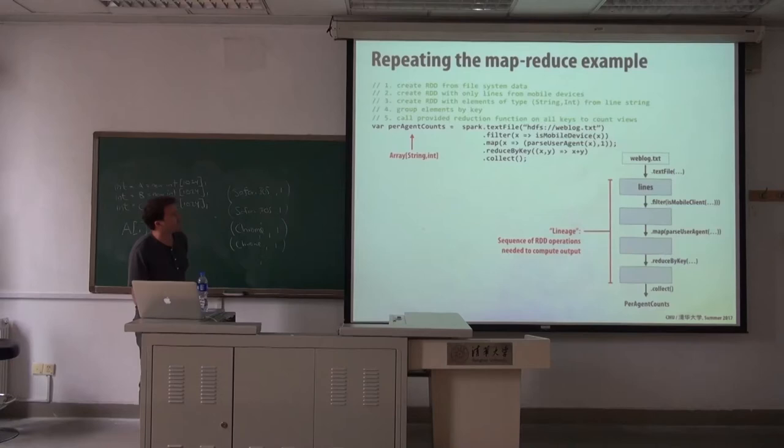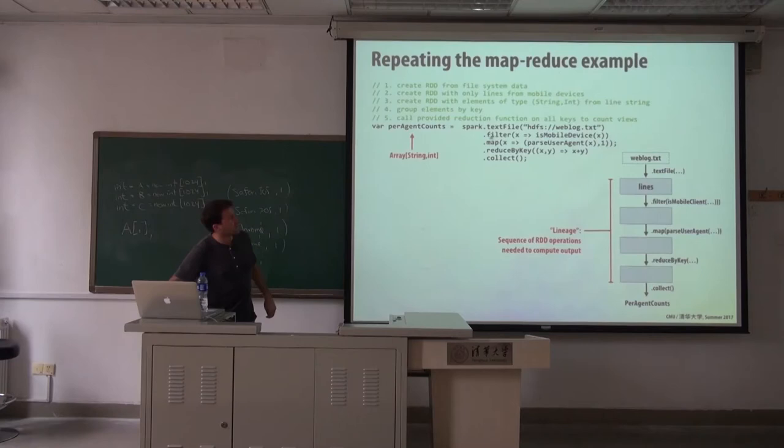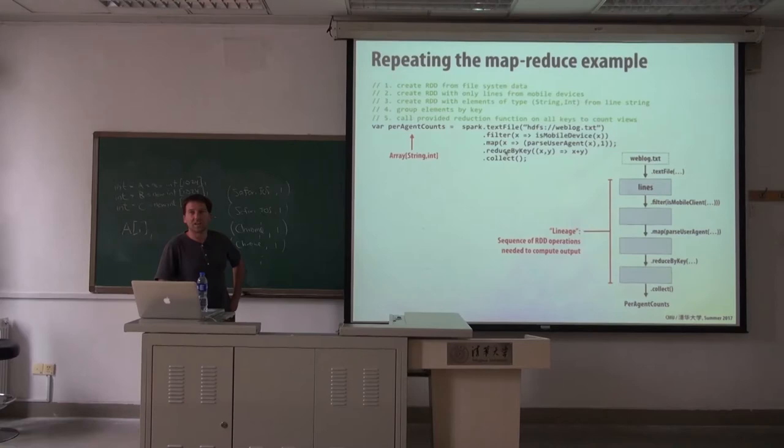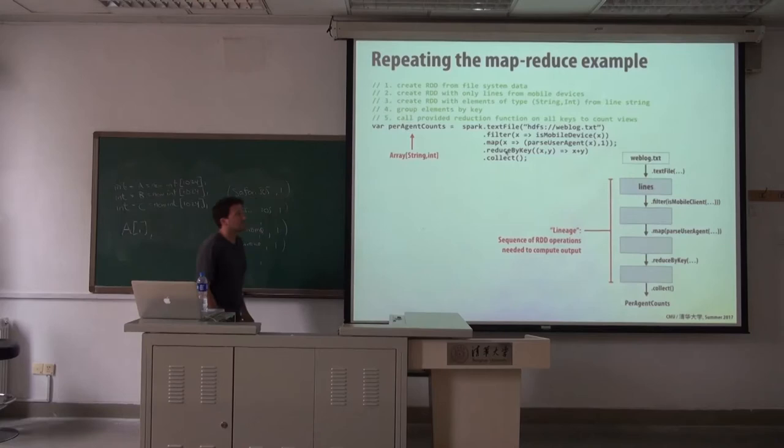Now, even though I wrote this as separate lines of code, now I'm just writing it a little bit more compactly. So this says that text file returns an RDD. Then I called filter on the RDD, and I got back a new RDD. And I called filter on that and got back a new RDD. That's what's going on here. And then I called an operation called reduce by key. And reduce by key will take all of the elements with the same key and turn them into a list.